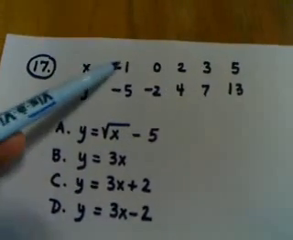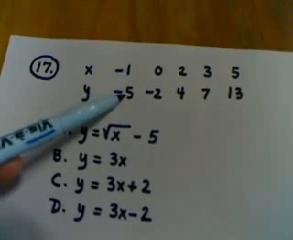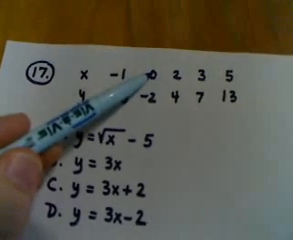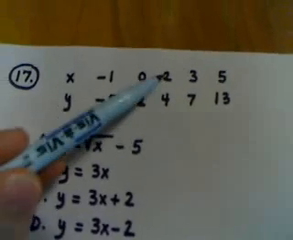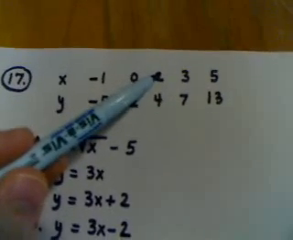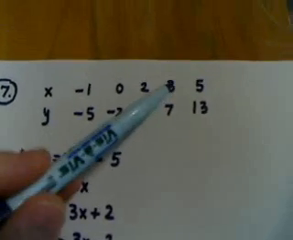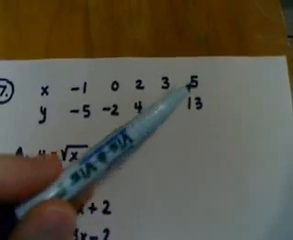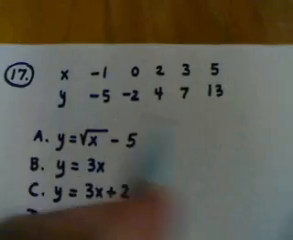What this means is when the X value is -1, the Y value that will come out should be -5. When the X value that I put in is 0, the Y value that I get out should be -2. When the X value I put in is a 2, the Y value that comes out should be a 4. When I put in a 3, I should get out a 7. When I put in a 5, I should get out a 13. You with me? That's what the chart means.